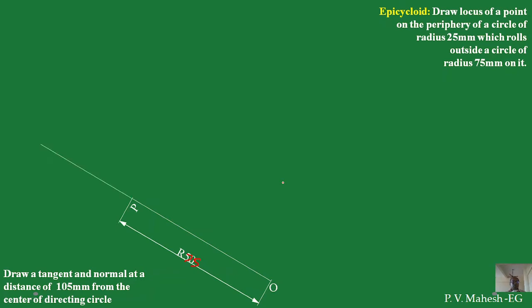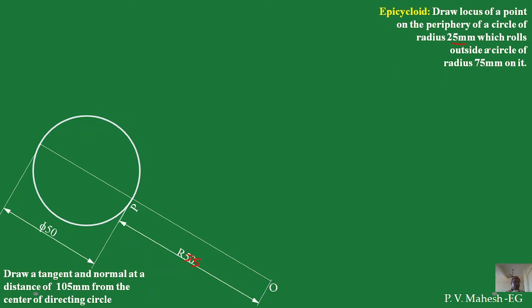Now extend this line by the diameter of the rolling circle. The rolling circle diameter is 50 mm. So this is the rolling circle diameter, 50 mm. Now what I have to do? I have to draw an arc passing through P. So what is the distance? It is equal to the circumference of the circle.